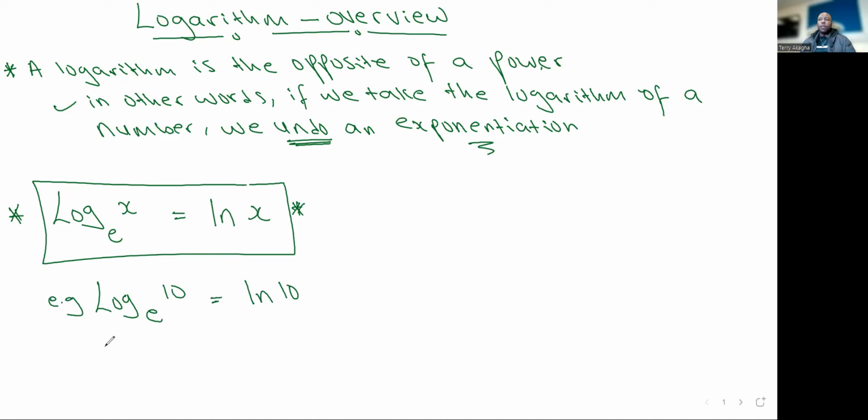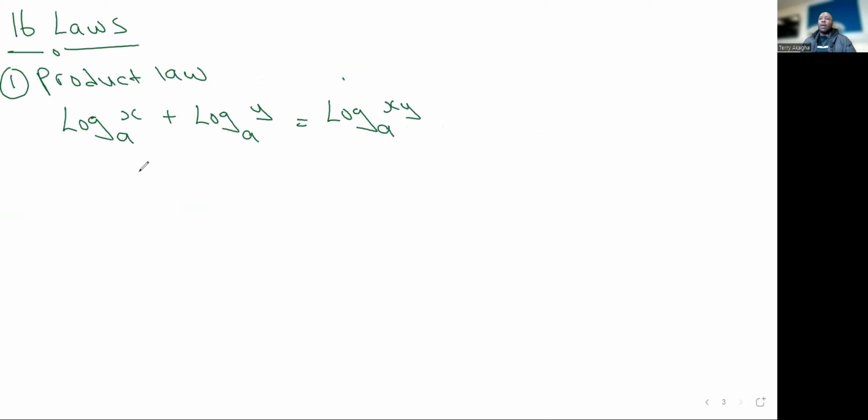Is that right? So all the rules apply, but the only difference is that when the base is an exponential, then it's equivalent to ln. All right? Good. So that means I'm going to talk about that as well. So I can also say ln x plus ln y is equal to ln xy.